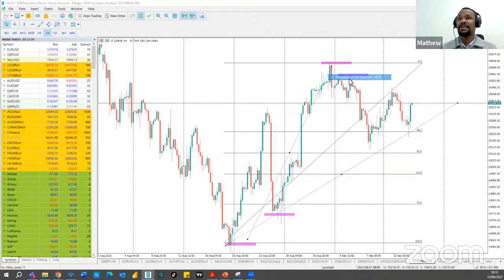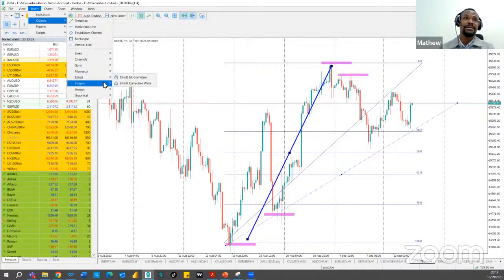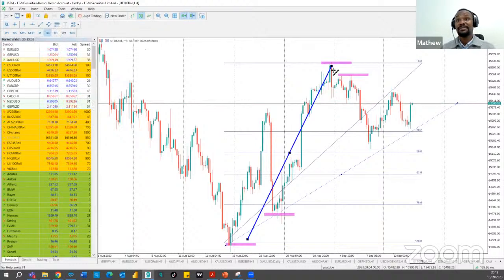Let me put a bigger color so that you can see a little bit. For this one, the price went all the way up, but then we had a pullback. Let me use an arrow to show the pullback. Go to the objects, not arrows, but in the lines section, you have the arrow. This is just for demonstration. From that point, the price went down to this level before resuming to the upside.